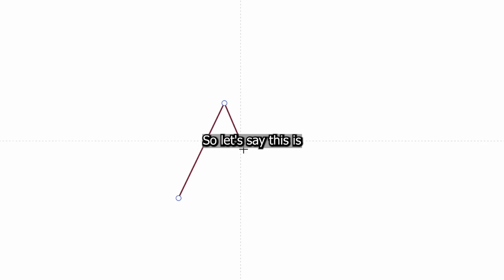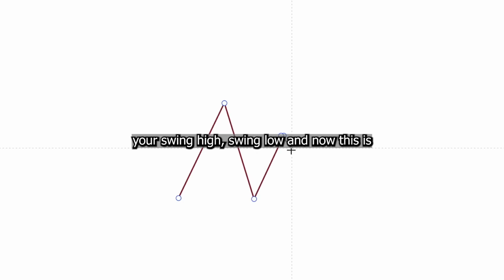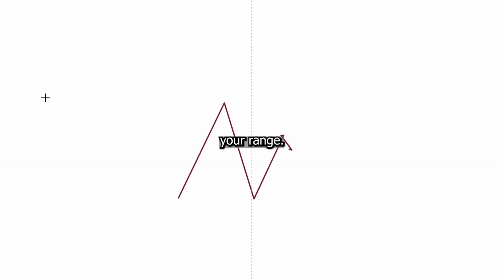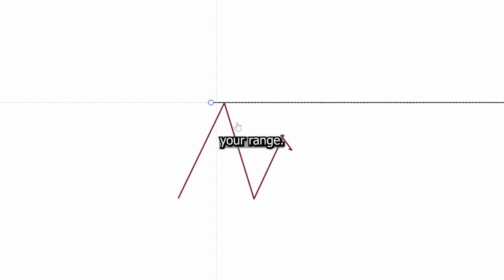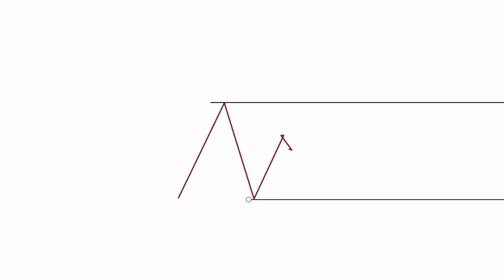So let's cover this one more time. So let's say this is your swing high, swing low, and now this is your range. Have your swing low, swing high. So now once price breaks this level, understand that it's not going to continue shooting up. Price will more than likely come back inside of the range and grab more orders inside of this range to continue higher. So understand, once there's a breakout outside of a range, there's always a retracement. There's always a pullback.